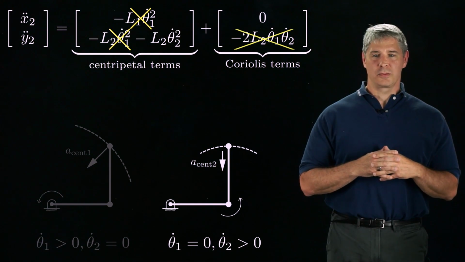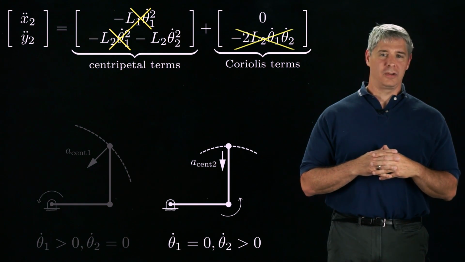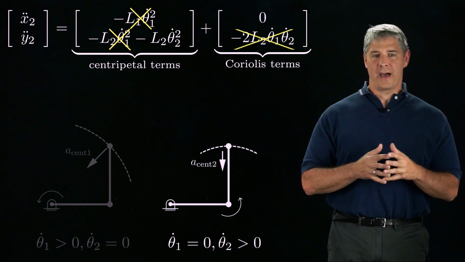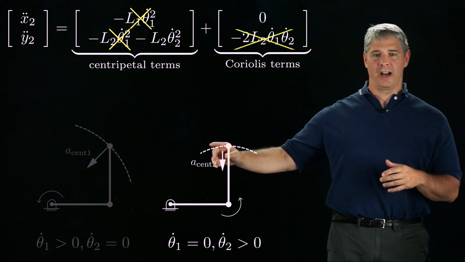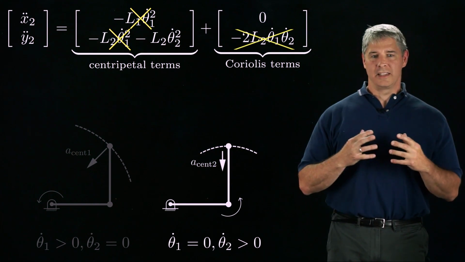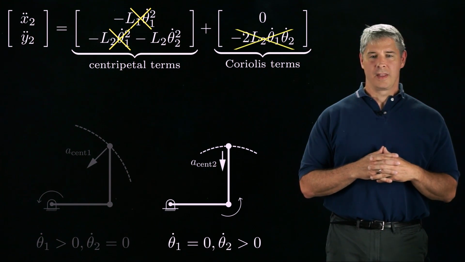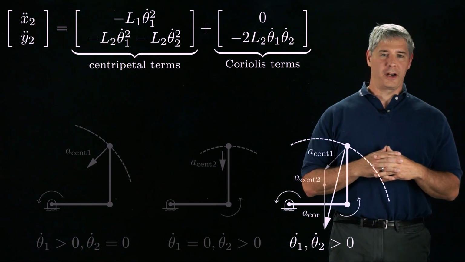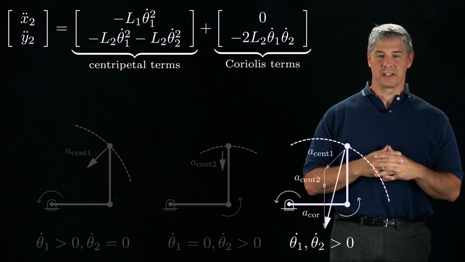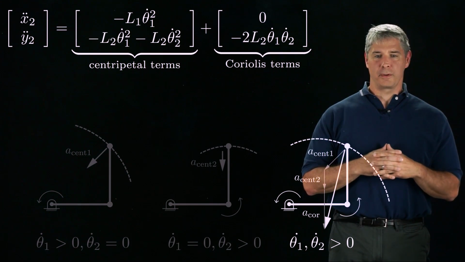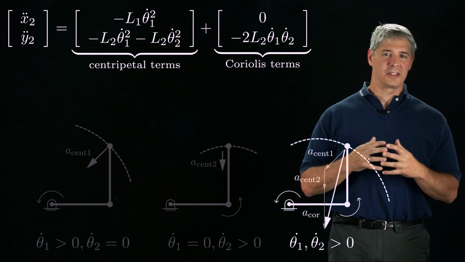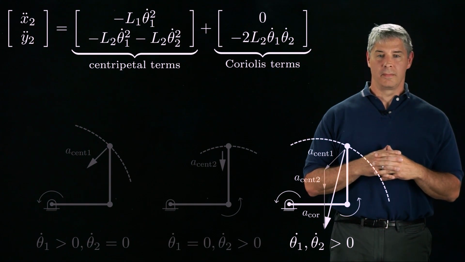Next, consider the case where theta 1 dot is 0, but theta 2 dot is positive. Now the mass travels around the circle with its center at the second joint, and the centripetal acceleration is proportional to theta 2 dot squared. Finally, consider the case where both theta 1 dot and theta 2 dot are positive. In addition to the centripetal accelerations, there is now a Coriolis acceleration toward joint 2.